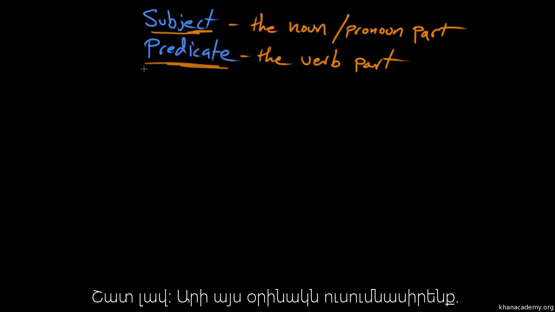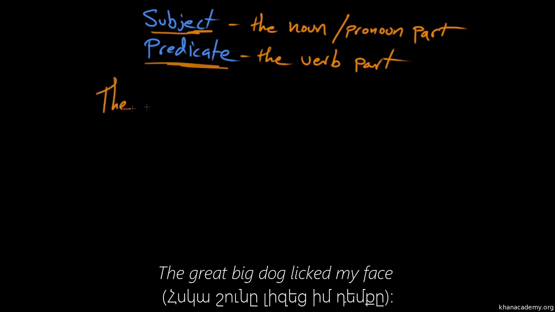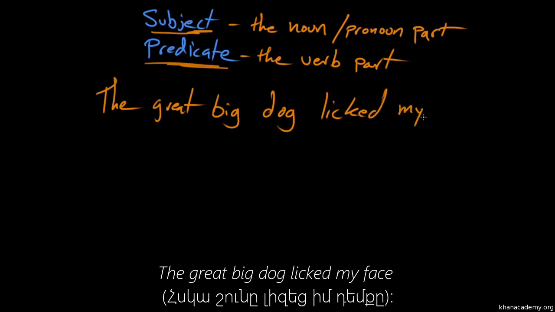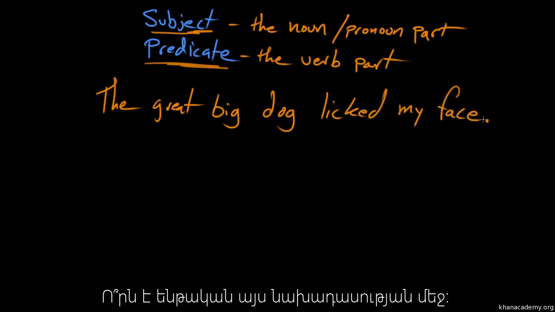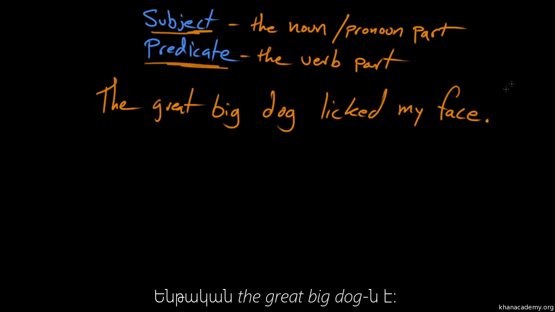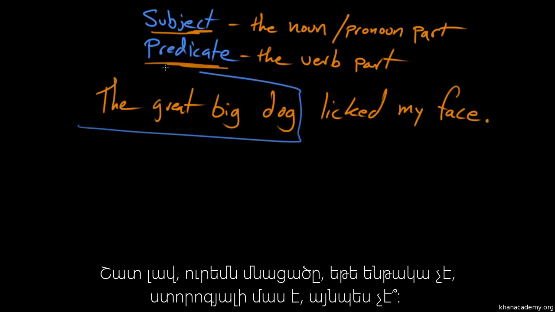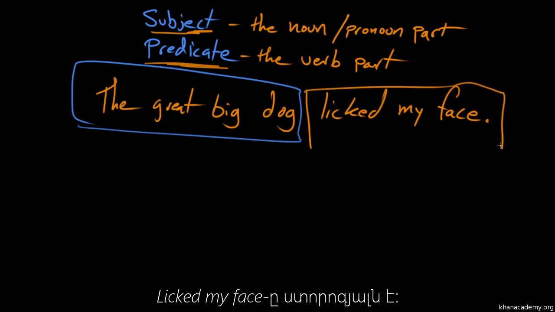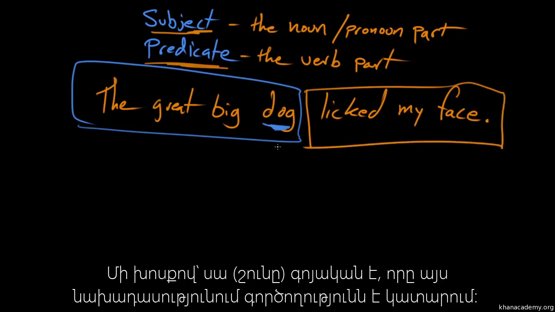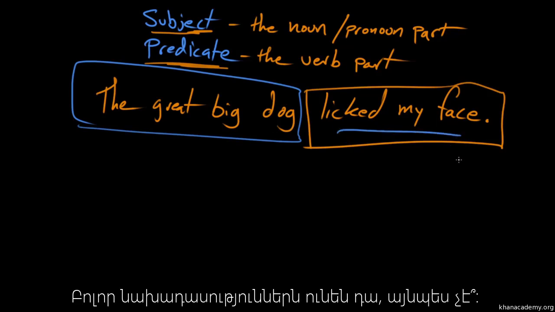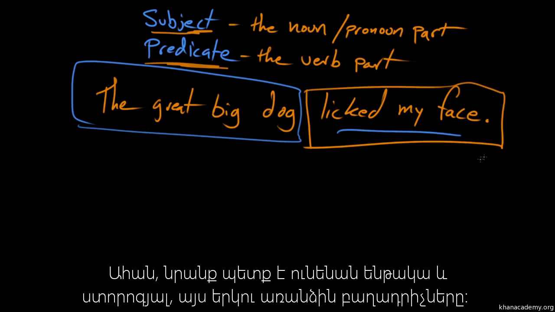Okay, so let's say we've got this sentence. The great big dog licked my face. Here is our sentence. What is the subject? Subject is the great big dog. All right. And that means that everything that's not the subject is part of the predicate, right? So licked my face is the predicate. So this is the noun chunk that is performing the action of the sentence. So all sentences have to have this, right? They have to have a subject and a predicate, these two separate parts.